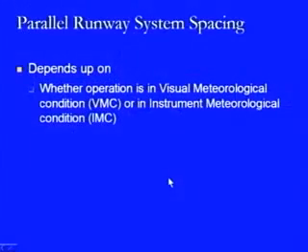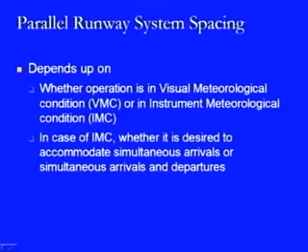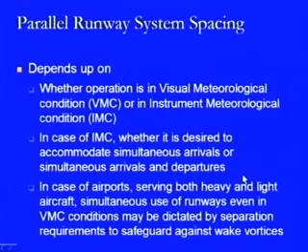Now we have another condition where we have parallel runway systems, and in this case the spacing depends on whether the operation is VMC or IMC, that is visual meteorological condition or instrument meteorological condition. In the case of IMC, it is desired to accommodate simultaneous arrivals or simultaneous arrivals and departures. In case of airports serving both heavy and light aircraft, the simultaneous use of runways even in VMC conditions may be dictated by separation requirements to safeguard against the wake vortices which are formed at the ends of the wings.